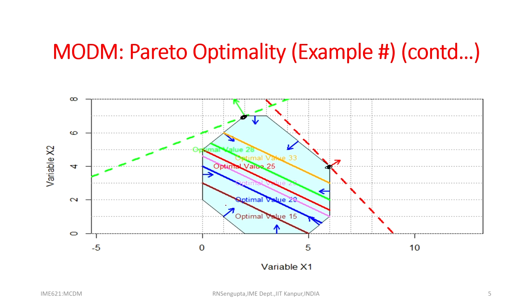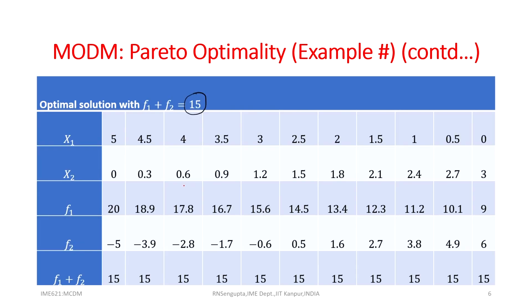Let me use this one. All the set of points along this brown line, I will hash it, because that is what you are going to consider. So, what are the corner points? If I consider the corner points here, 5 and 0, another corner point is 0 and 3. So, this is the one, 5 and 0, and the other extreme is 0 and 3.